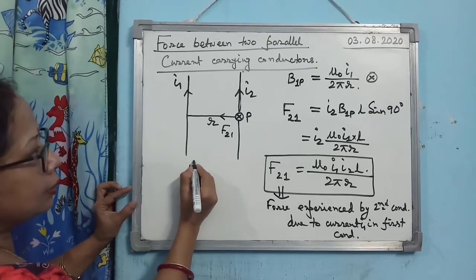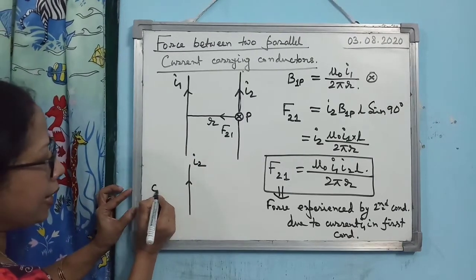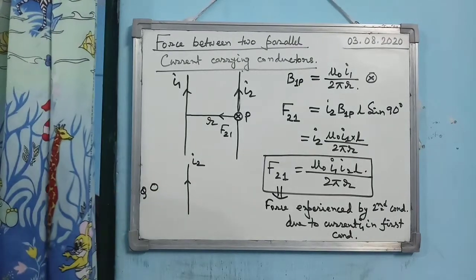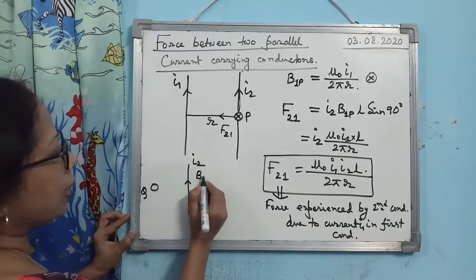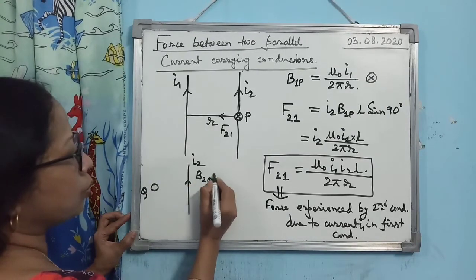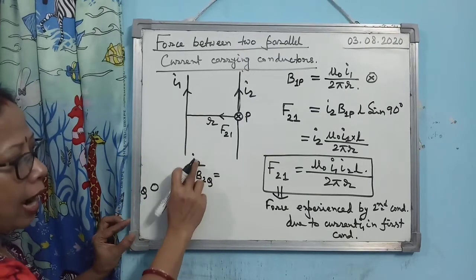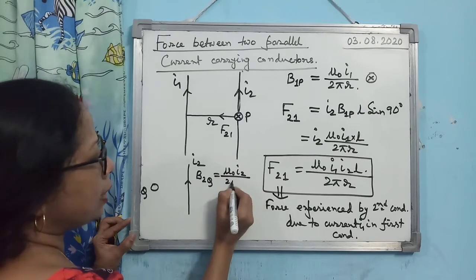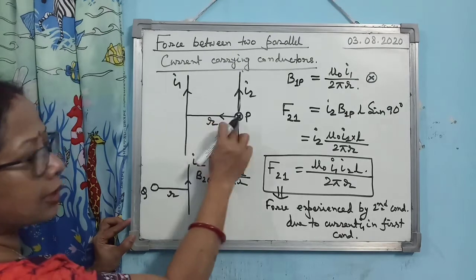Okay. So suppose it is I2. Now due to I2, let us consider what is the magnetic field at the point Q. What will be the force? You can write it as B2Q, the magnetic field at the point Q due to I2. So it will be how much? Mu 0 I2 by 2 pi r, where r is the distance, because we are not changing the distance.